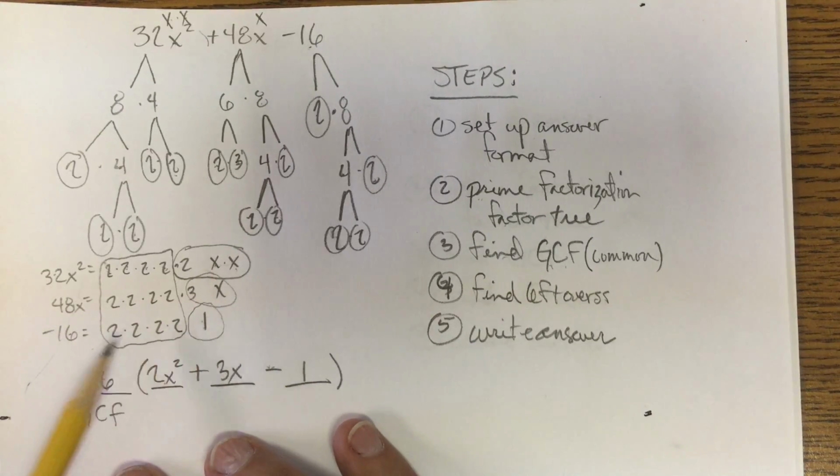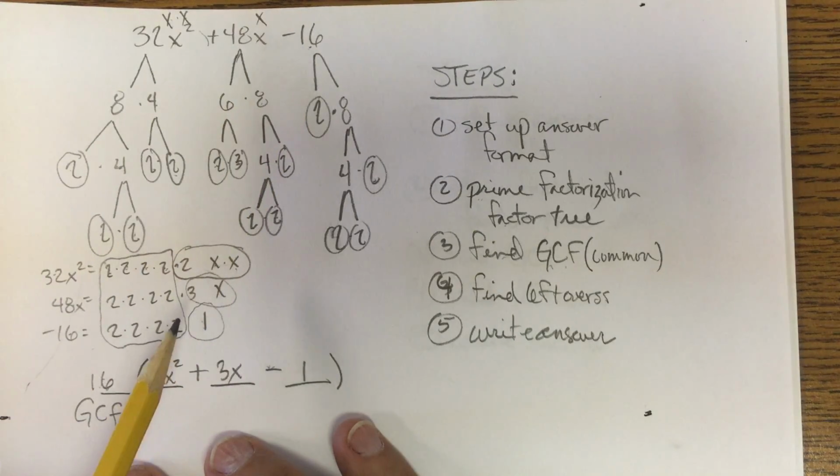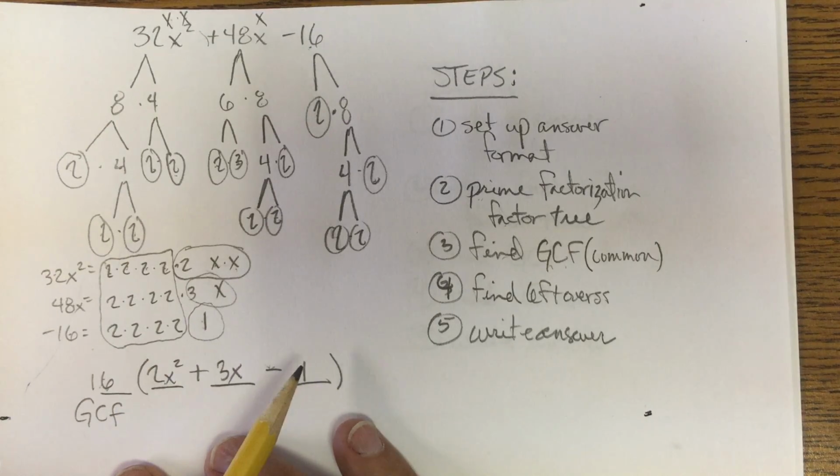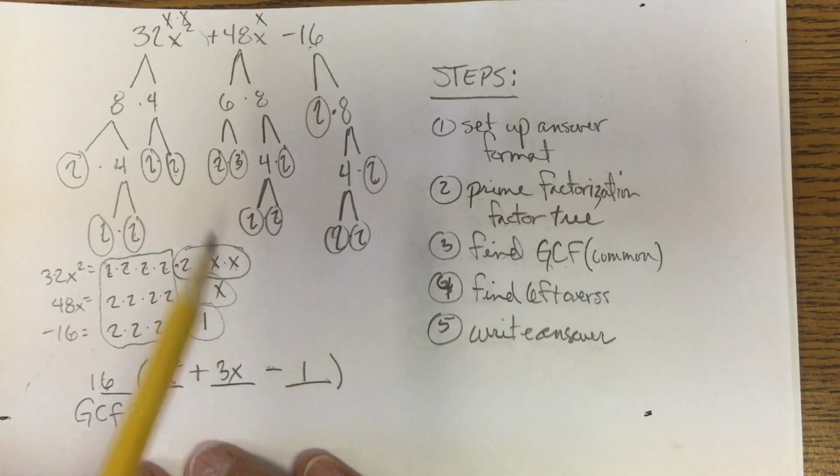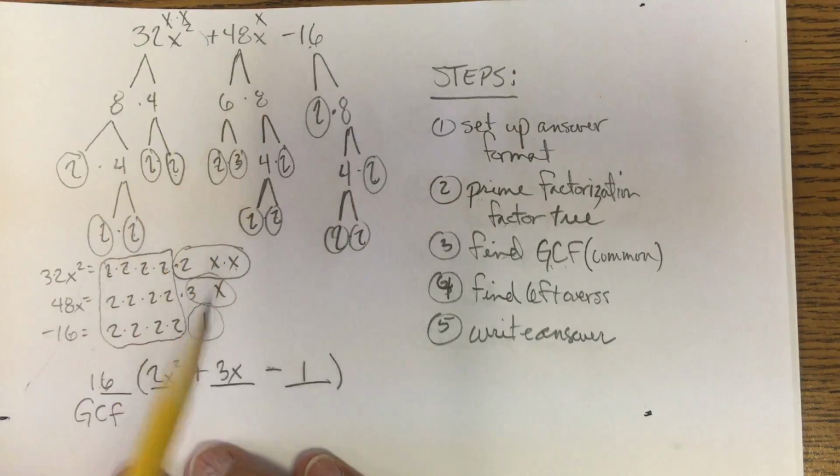And again, the tricky one's right here. There's a negative. The term was negative 16, and 16 is what was common. But what do I have to multiply in order to get negative 16? There needs to be a 1 right there. So this is the factored expression of standard form.